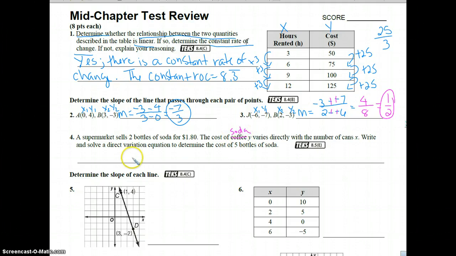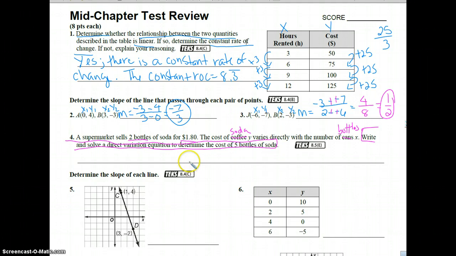All right. It says a supermarket sells 2 bottles of soda for $1.80. The cost of soda, y, varies directly with the number of, this should also say bottles, x. They want us to write and solve a direct variation equation to determine the cost of 5 bottles of soda. I am boxing this up because this is what they are looking for. I feel like it's important.